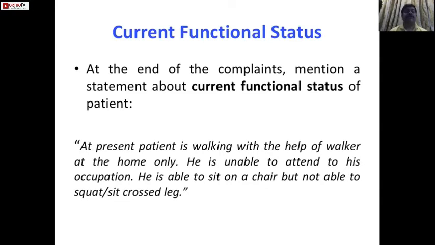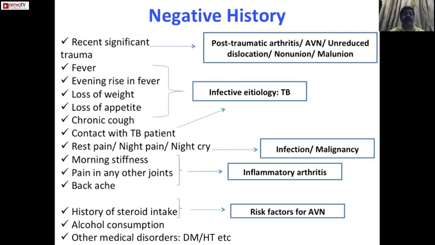And then the negative history: recent significant trauma, fever, the type of fever, cough, contact with a TB patient, whether the patient has morning stiffness, whether he has other joints involved. So depending upon the symptomatology, you would like to present a negative history, which will actually support your diagnosis at the end of the day.